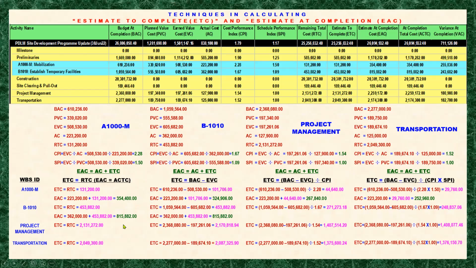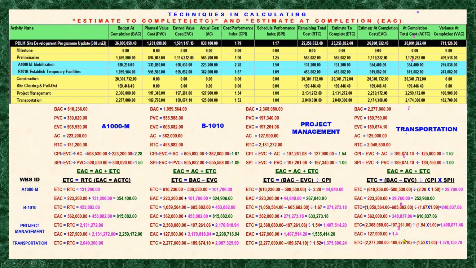Okay, moving forward for the second technique, and then for the third technique. Okay, next we will go to project management. It's 2 million. Okay, here is, and then here, and then we'll go to transportation. We have here 2174. Okay, and the last one is this.